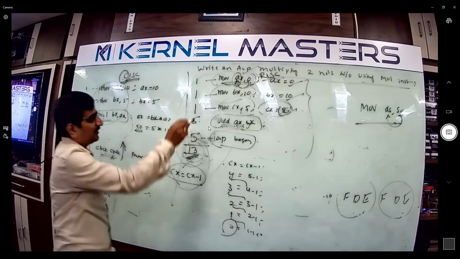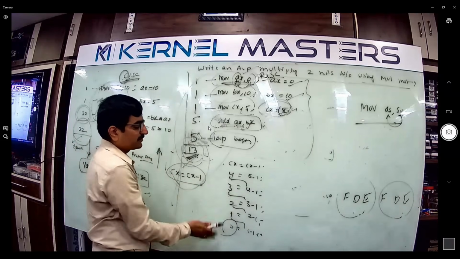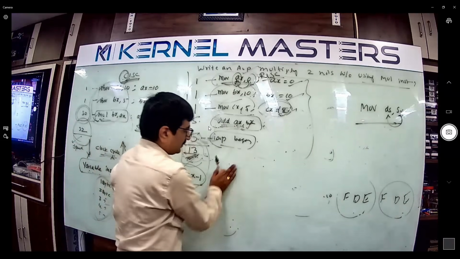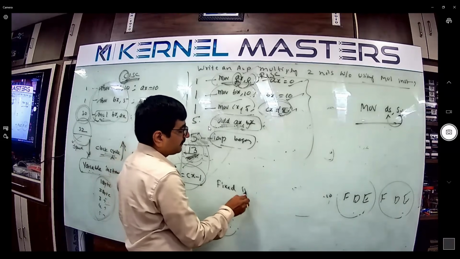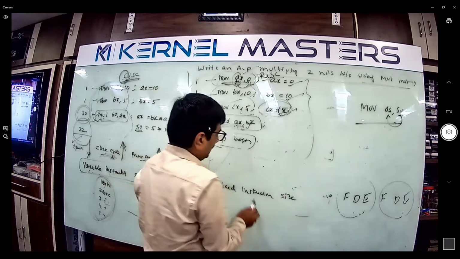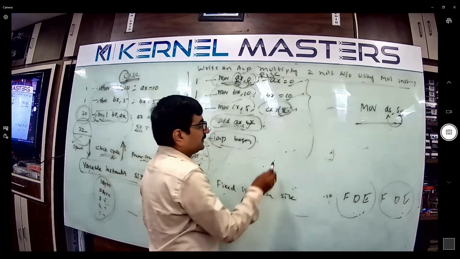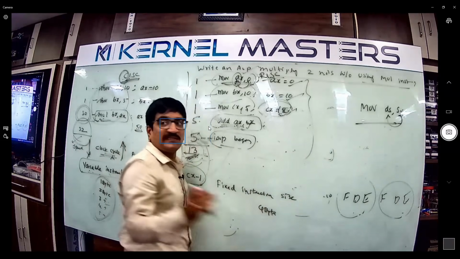From the RISC point of view, every instruction is of fixed size. That will benefit us. I will prove it in the coming session. The meaning of fixed instruction size is that every instruction takes 4 bytes. Instruction size will be there.